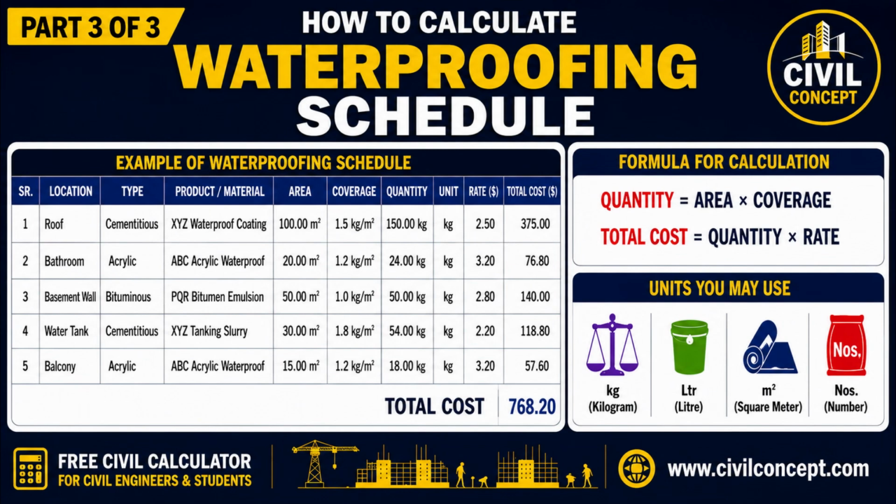The first formula is the quantity formula. Quantity equals area multiplied by coverage rate. Next is the total cost formula. Total cost equals quantity multiplied by unit rate.